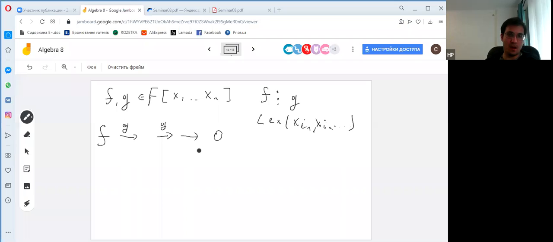But our task is to understand why f can always be reduced by g to 0. So f should have the unique remainder, which is 0.